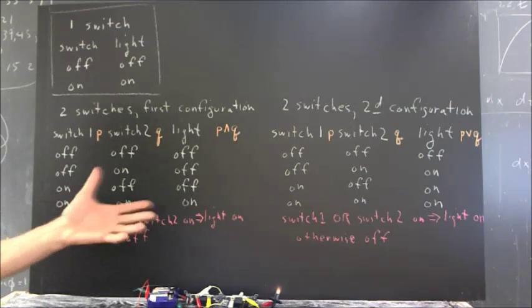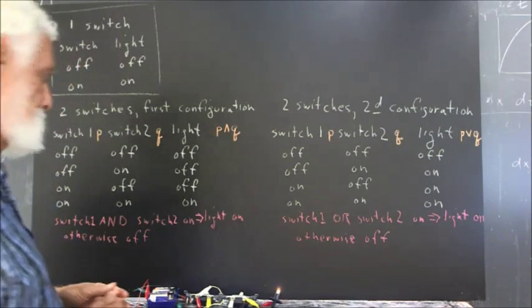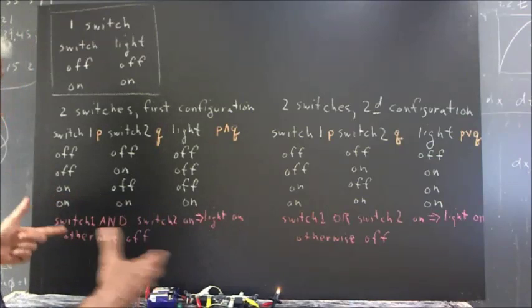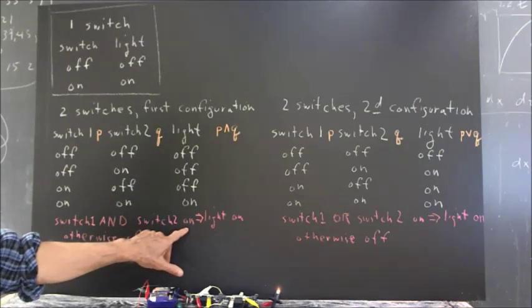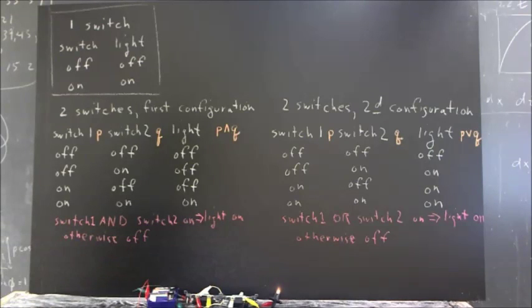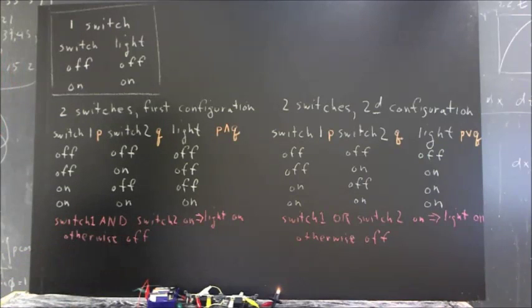What we've seen are actually what we call logic circuits. We note that we can summarize the first configuration by saying that switch 1 and switch 2 both have to be on in order for the light to be on. Otherwise, the light is off. Okay? And this leads us to what we call the logical AND operator. We'll talk more about that, but let's just put it in simple terms.